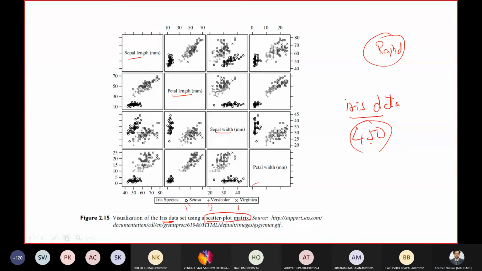Okay. So this might also be less effective as the dimensionality increases. So another popular technique, for a multi-dimensional data set, or if the dimensionality is too much, even a scatter plot matrix might fail. One such plot is called parallel coordinates.